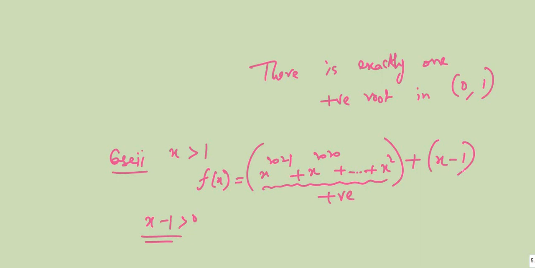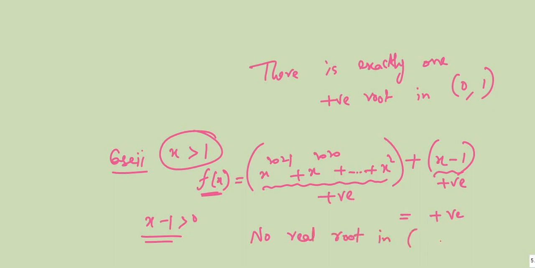And since x minus 1 is positive, this is also a positive quantity. And the sum of two positive quantities is also a positive quantity. So that means this can never be 0 when x is greater than 1. When the function can never be 0 when x is greater than 1, there is no real root in which interval? 1 to infinity. So this is about case 2.